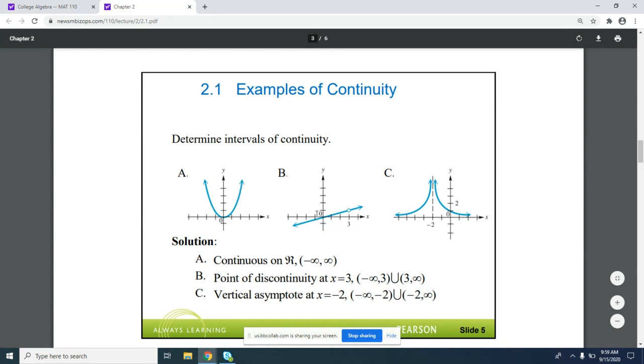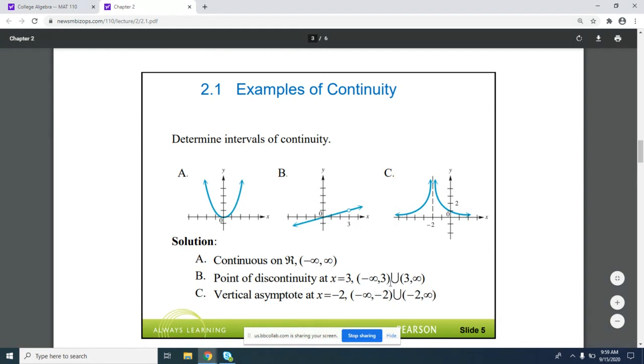If we look at example B, as I trace my graph, notice that when x is equal to 3, there's a hole in the graph. At this hole, if we were tracing the graph, we would have to take our pencil off the paper, put it back on the paper, and continue tracing the graph. The point at which we take our pencil off the paper, that's the point of discontinuity. So the point of discontinuity is x equal to 3.